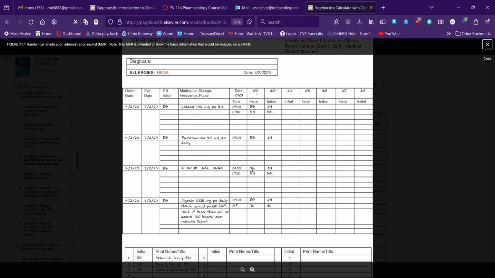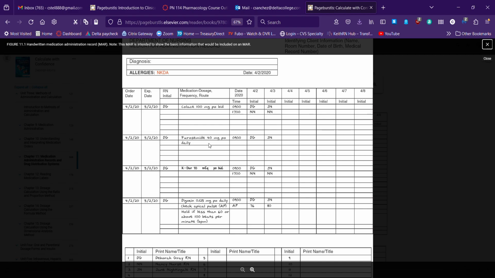Also, if the medication is not given, then you would, actually I'm going to wait and talk about that one at another time. All right, so next we have furosemide, 40 milligrams PO daily. Y'all should know what that is. That's a loop diuretic. It's the generic for our Lasix. You have it once a day, so we have 0900, and then on these 2 days we have the initials of the nurses.